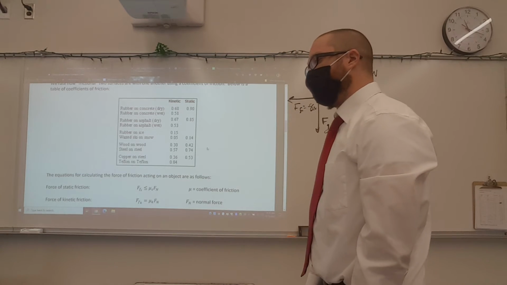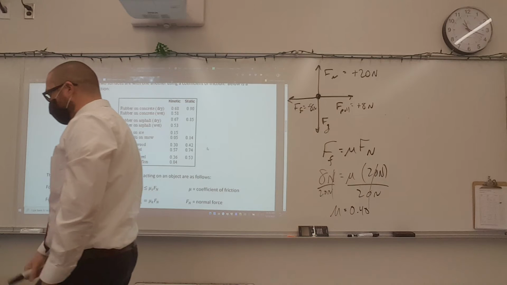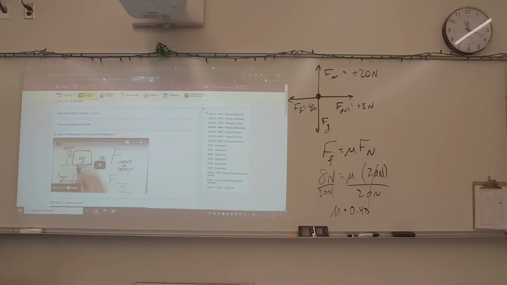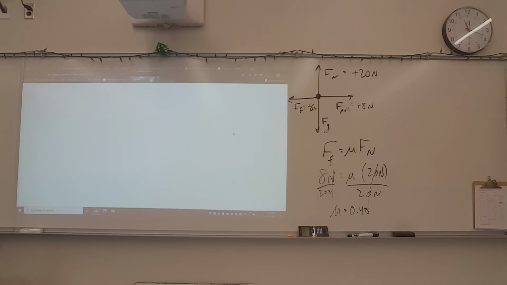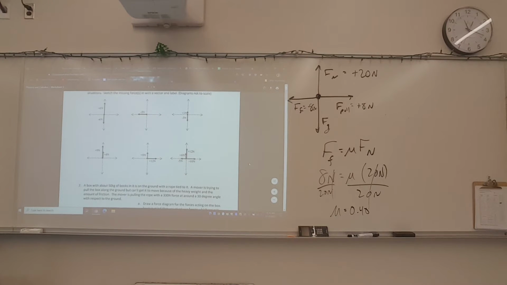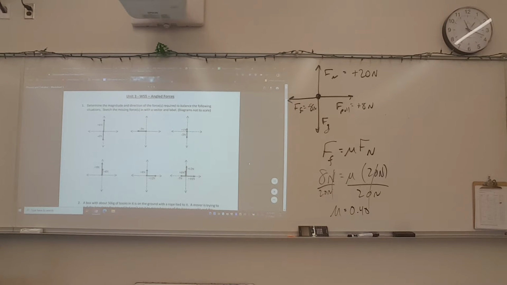All right, so let's take a look at Worksheet 5. It's kind of an introduction to angled forces. I think the first question is pretty straightforward, right? This one here. It's that second question that gets kind of wacky.